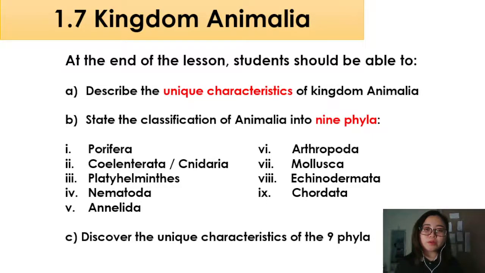Now, I'm going to separate this very long subtopic into several videos. In this video, we're only going to look at Learning Outcome 1.7a. So we're only going to be looking at the unique characteristics and have an overview of the 9 phyla. After you're done with this video, you're going to watch each of the 9 videos that I have for each of the 9 phyla. So if you're ready, let's continue.